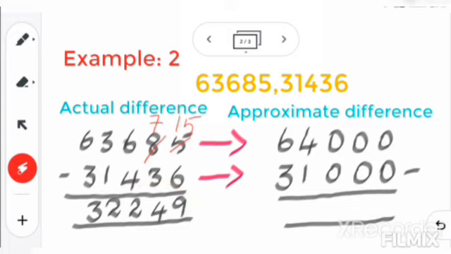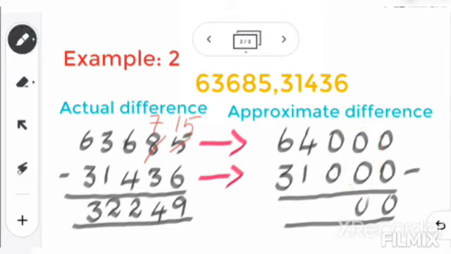So let's find the approximate difference. So approximate difference, this we will minus. Approximate difference, nothing is difficult. It will be very easy only since 0, 0 comes. So here in ones place 0 is there. So 0 minus 0, 0. Again in tens place also we have 0. So 0 minus 0, 0. Again in hundreds place we have 0. So 0 minus 0, 0.